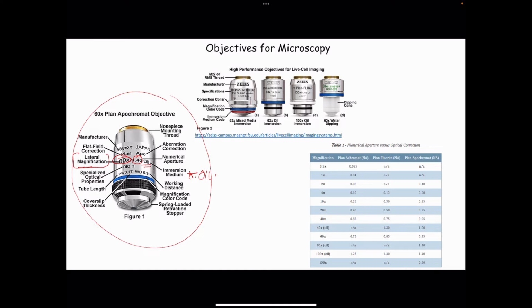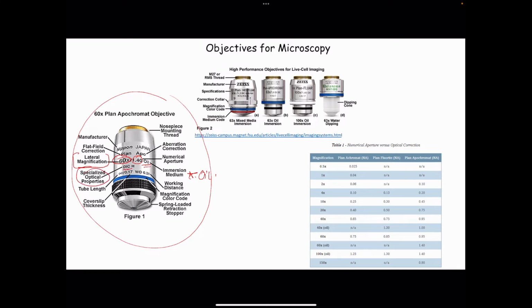Always, before you start putting your oil, you should make sure whether your objective is compatible with using oil as an immersion medium. Now, your objective can be used for different purposes. It can be used for fluorescence microscopy, phase contrast microscopy, differential interference contrast microscopy and whatnot. So those kinds of microscopy techniques for which it is specialized are also mentioned. For example, here it is mentioned DIC.